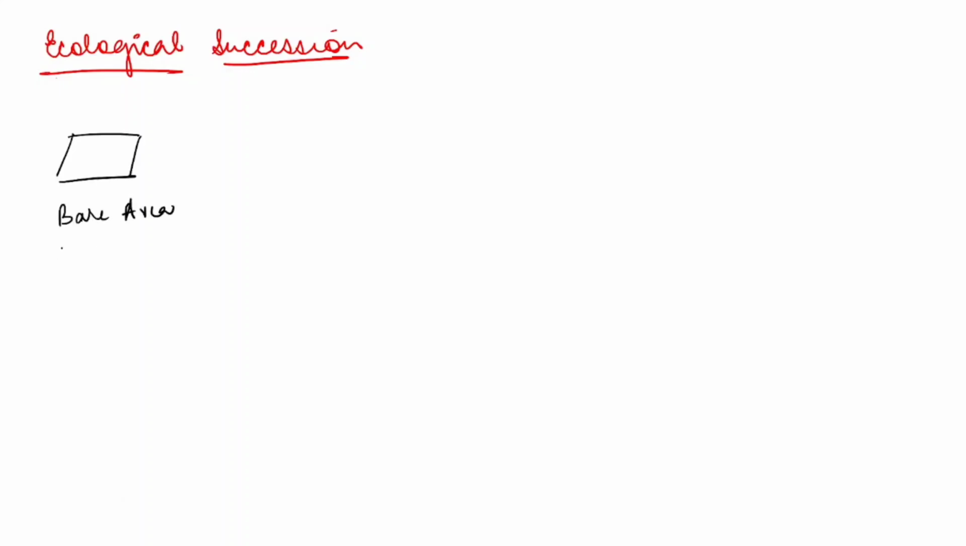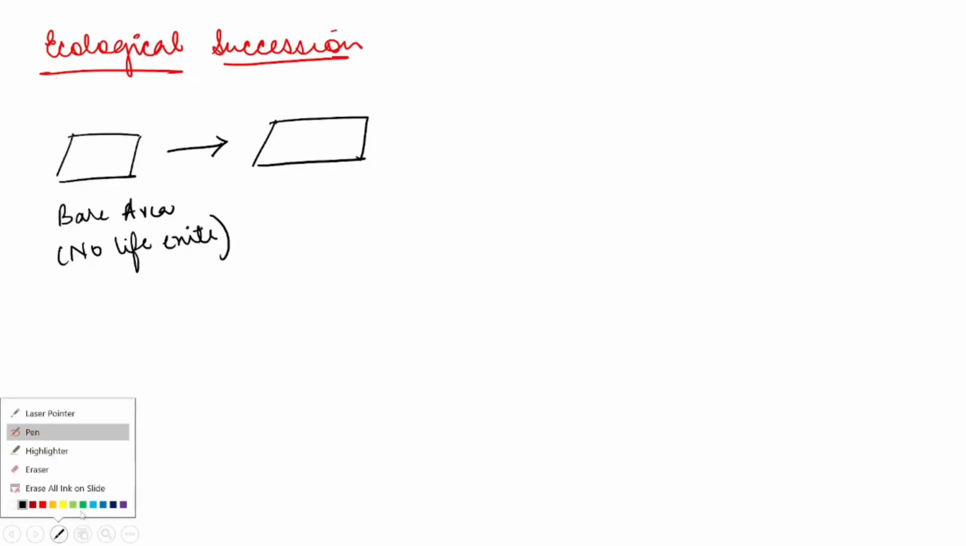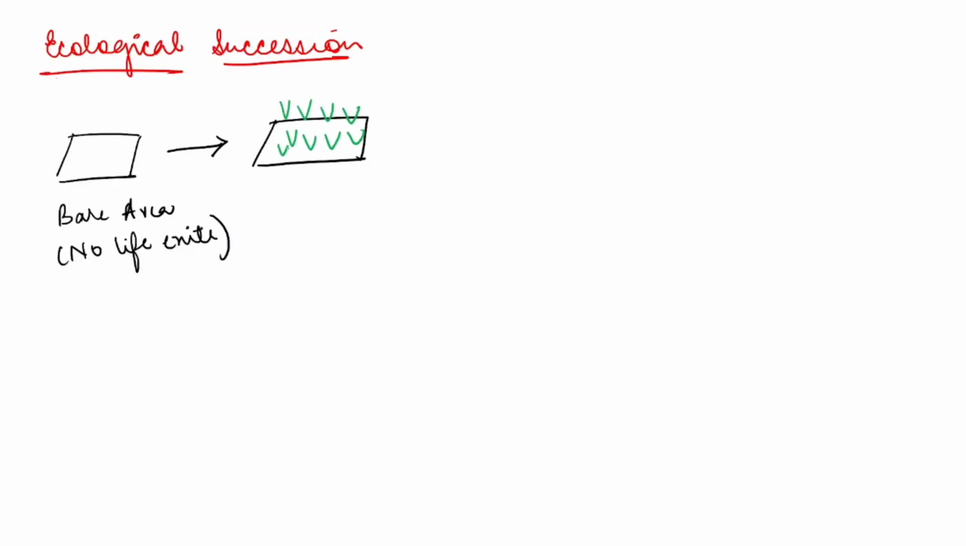What is a bare area? That means no life exists. So what will happen with time? You will see there is a change in this bare area, and some grasses grow here, right? Again with time, what will happen? You will see that these grasses will be replaced by another type of plant that grows on this area.